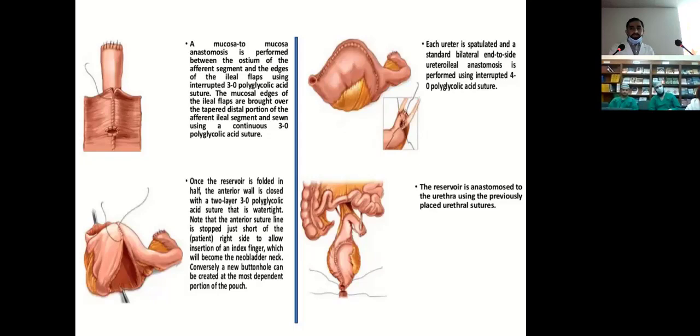Each ureter is spatulated and the standard bilateral end to side ureteroileal anastomosis is performed using interrupted 4-0 polyglycolic acid suture. The reservoir is anastomosed to the urethra using the previously placed urethral suture.